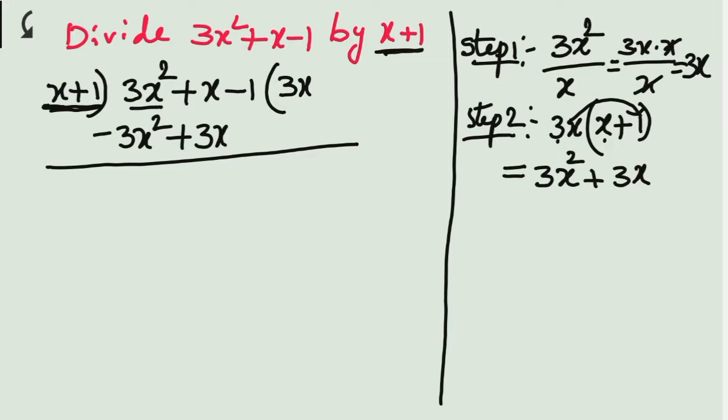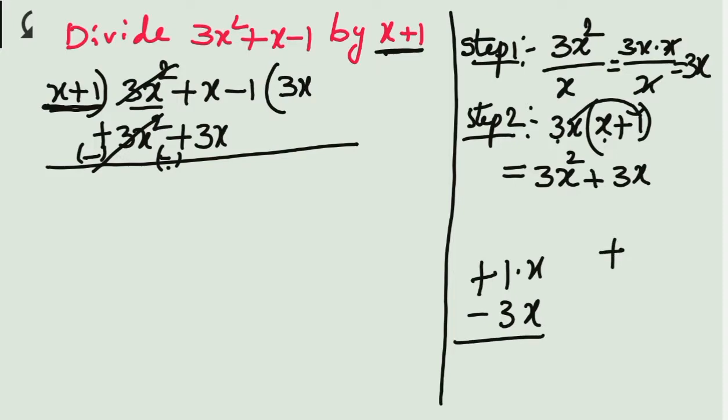While doing subtraction, you have to change the symbols. It is plus, so it becomes minus. This is also minus. If you observe, plus 3x square minus 3x square both get cancelled. Next, plus x minus 3x. So plus 1x and minus 3x. In the case of integers, we did it like this: plus 1 means one plus, minus 3 means three minuses. Then 1 plus and 1 minus get cancelled, and you get two minus symbols. So you get minus 2.